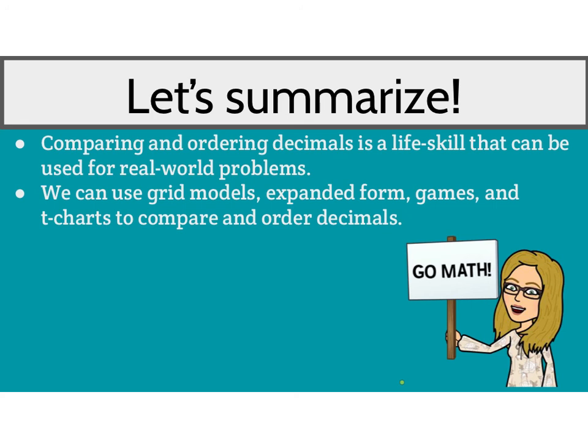So let's kind of summarize what we have done today. We have actually compared and ordered decimals. And we have learned that that is actually a life skill that can be used for real world problems. So not only can we use it in different jobs, but we could use it in real life, even at the gas station, for example. If you are putting gasoline in a car when you get older, you're going to look at gasoline prices, and a lot of times those are going to be given to you in a very large decimal, and you're going to have to be able to determine which is the best price.